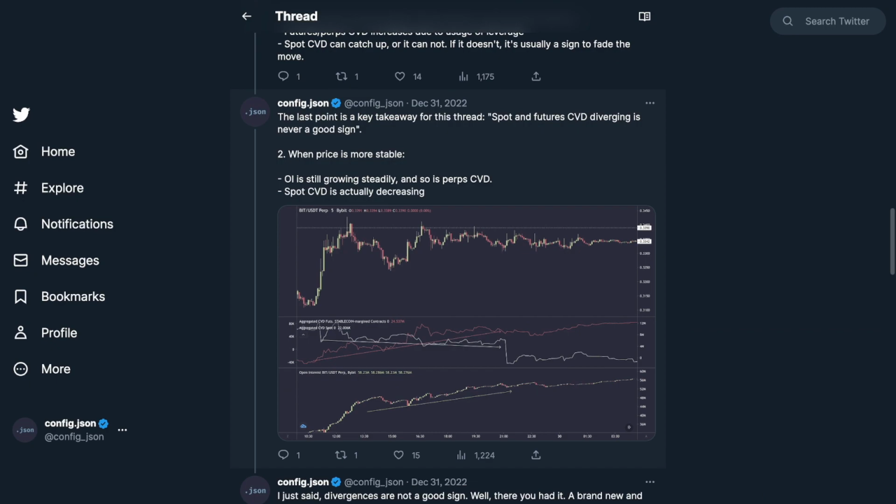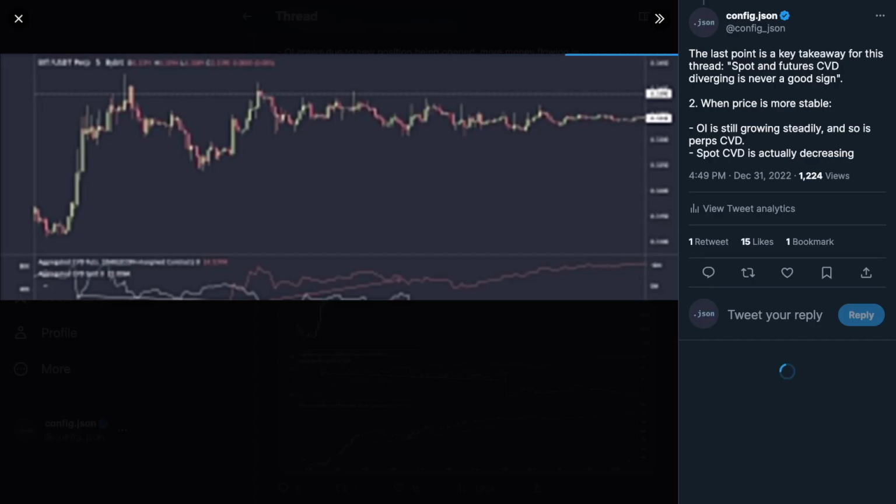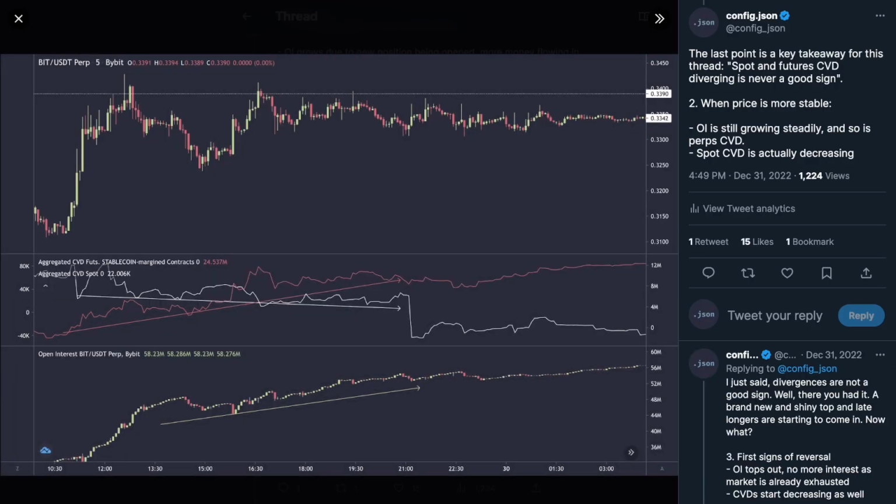And see the other chart that I have. So what I said again, future CVD will keep going up in this range, spot CVD will start selling off, and OI will keep going up due to futures longs opening. And I just said divergences are never a good sign. So basically that's your divergence here. Spot is going down and futures is going up.